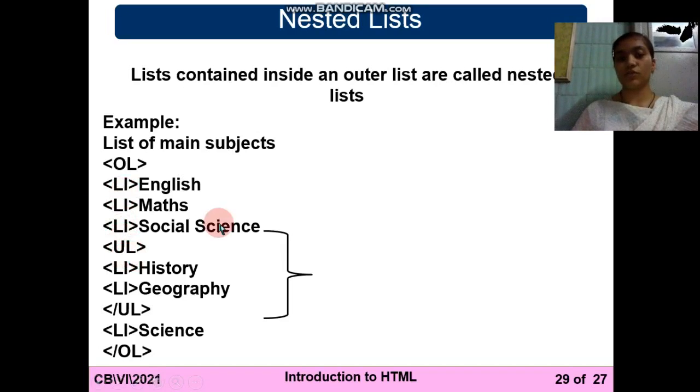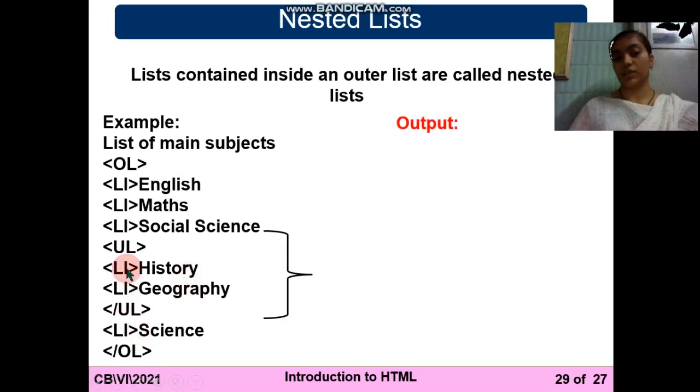Why will you use the UL? Here is the list of subjects. First is English, maths and social science. In the social science, you know there will be history and geography. So it will give the contents of the social science in the form of bullets, that is history and geography, and then it will close the UL here.